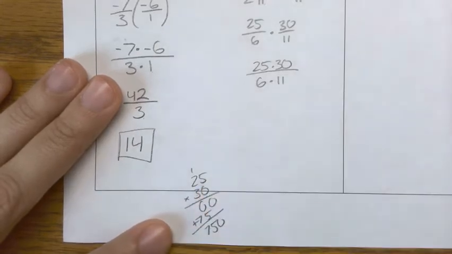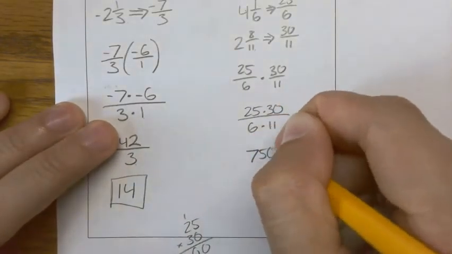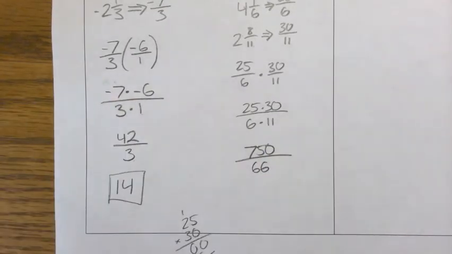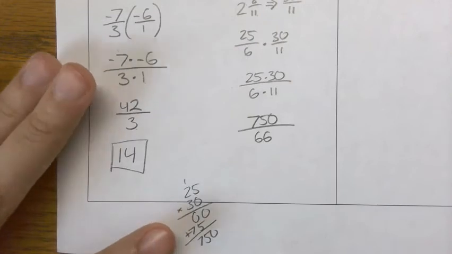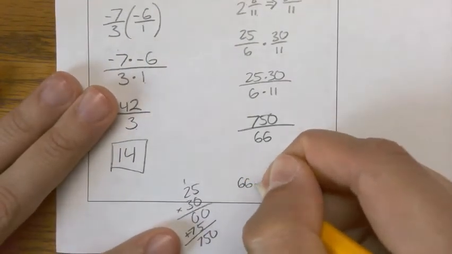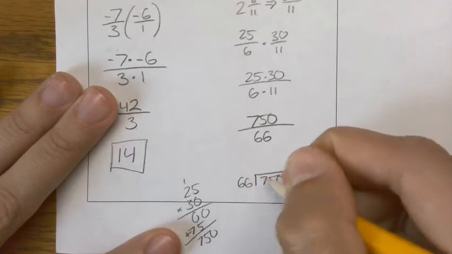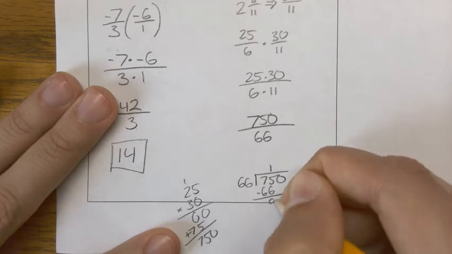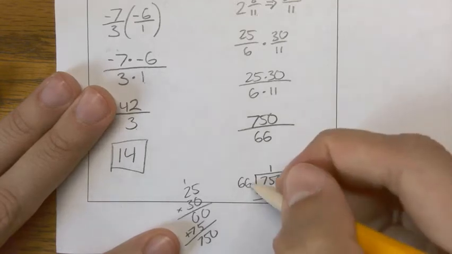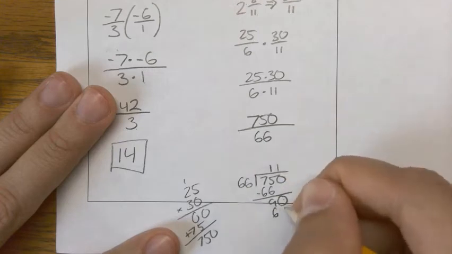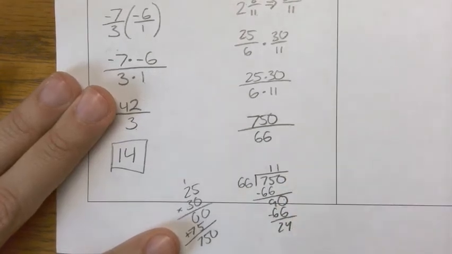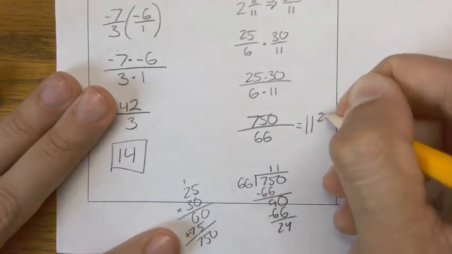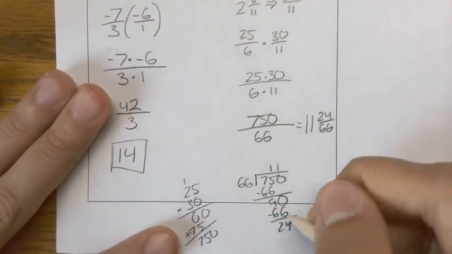Comes out to 750. Woo. And 6 multiplied by 11 will be 66. Those are some big numbers. So again, you might have to do some long division. How many times is 66 going to 75? Once. Leaves me with 90. 66 goes into 90 once. Leaves me with 24. So that means I know this is equal to 11 and 24 over 66, because there was 24 left.